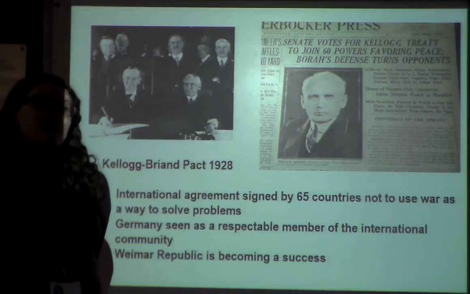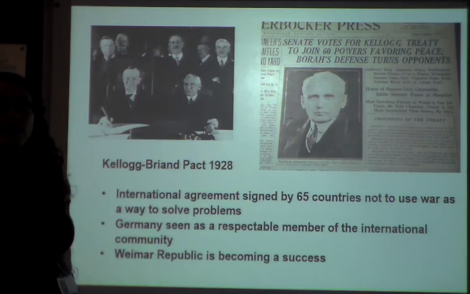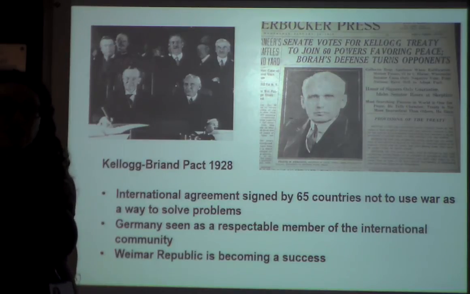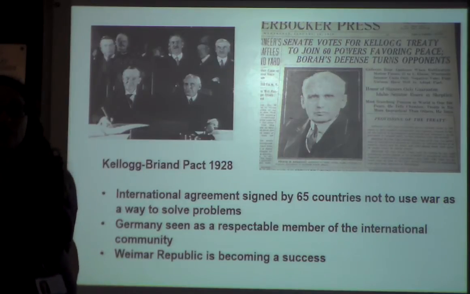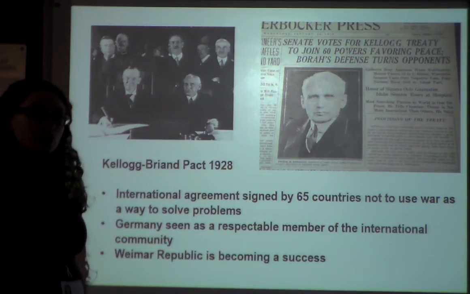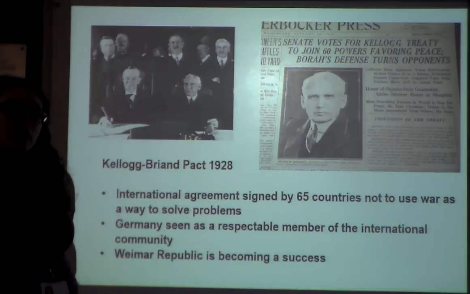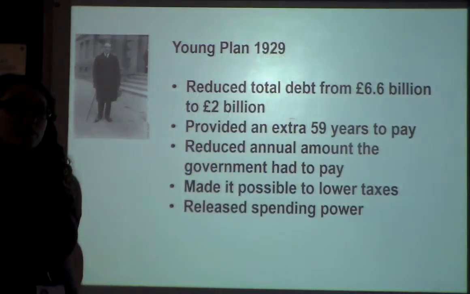In 1928, the Kellogg-Briand Pact is signed. And Germany is involved in this as well. It's a pact, an agreement that says that the countries who sign it will not use war as a tool of foreign policy. They won't use war to solve their problems. And this again seems to indicate that the Weimar Republic is doing a good job. It has brought stability, it has restored Germany's international reputation, and Germany is a country that can be trusted. And this is reflected in politics, in that the moderate parties are the ones gaining the most votes.